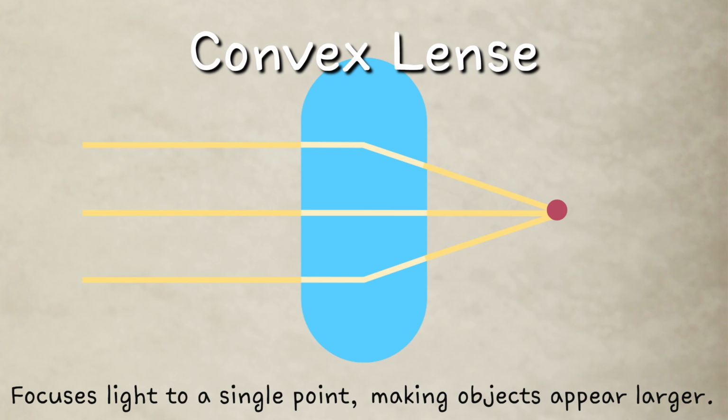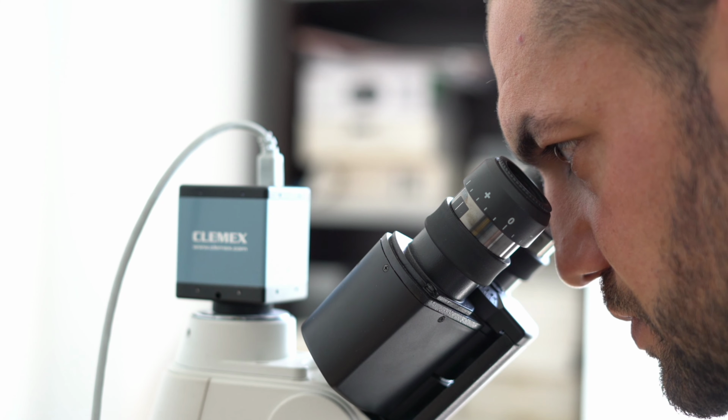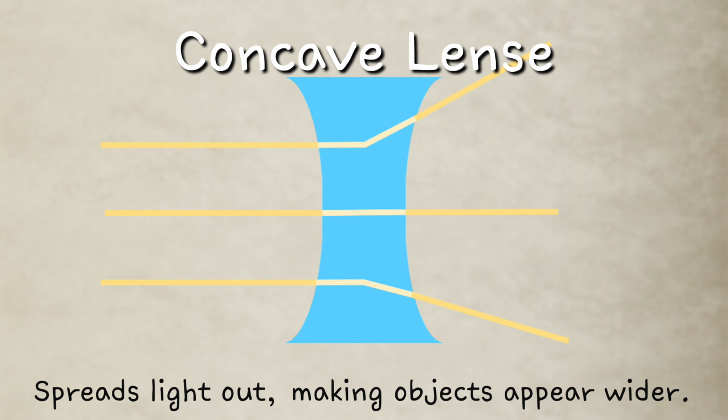Convex lenses. These lenses are thicker in the middle and focus light to a single point. They are used in magnifying glasses, microscopes, telescopes, and camera lenses. Concave lenses. Concave lenses are thinner in the middle and spread light out, making them useful for correcting vision problems.